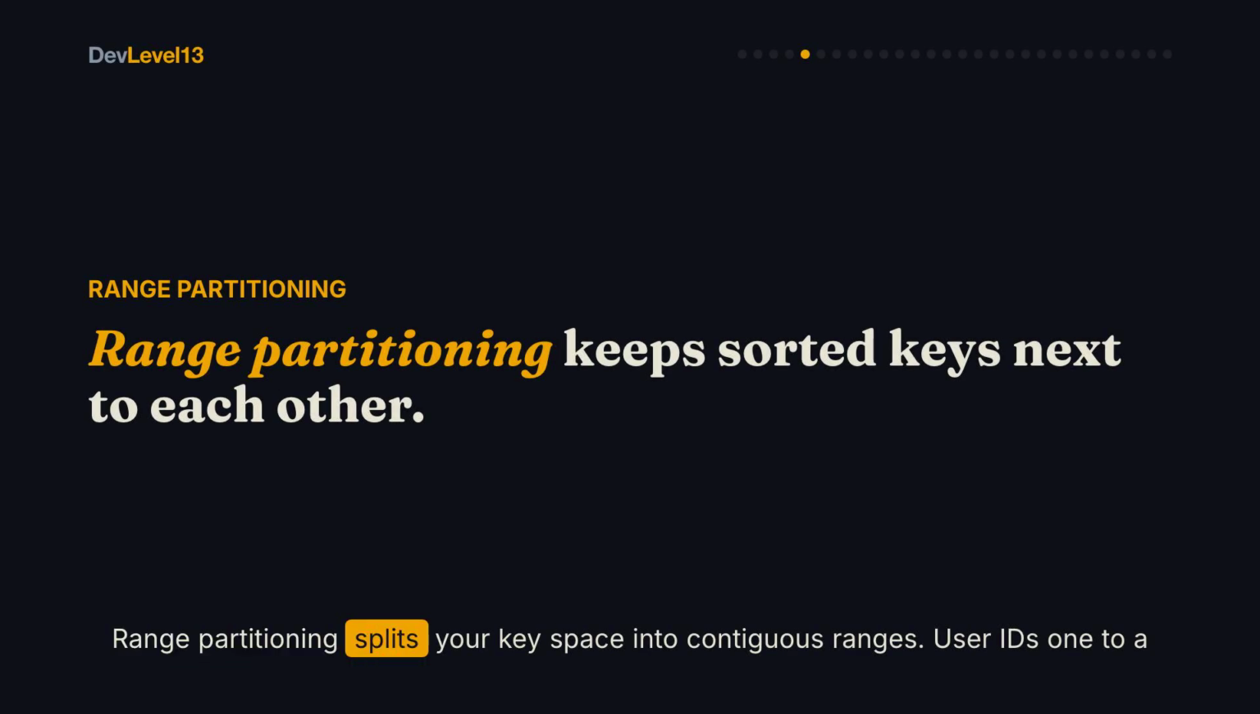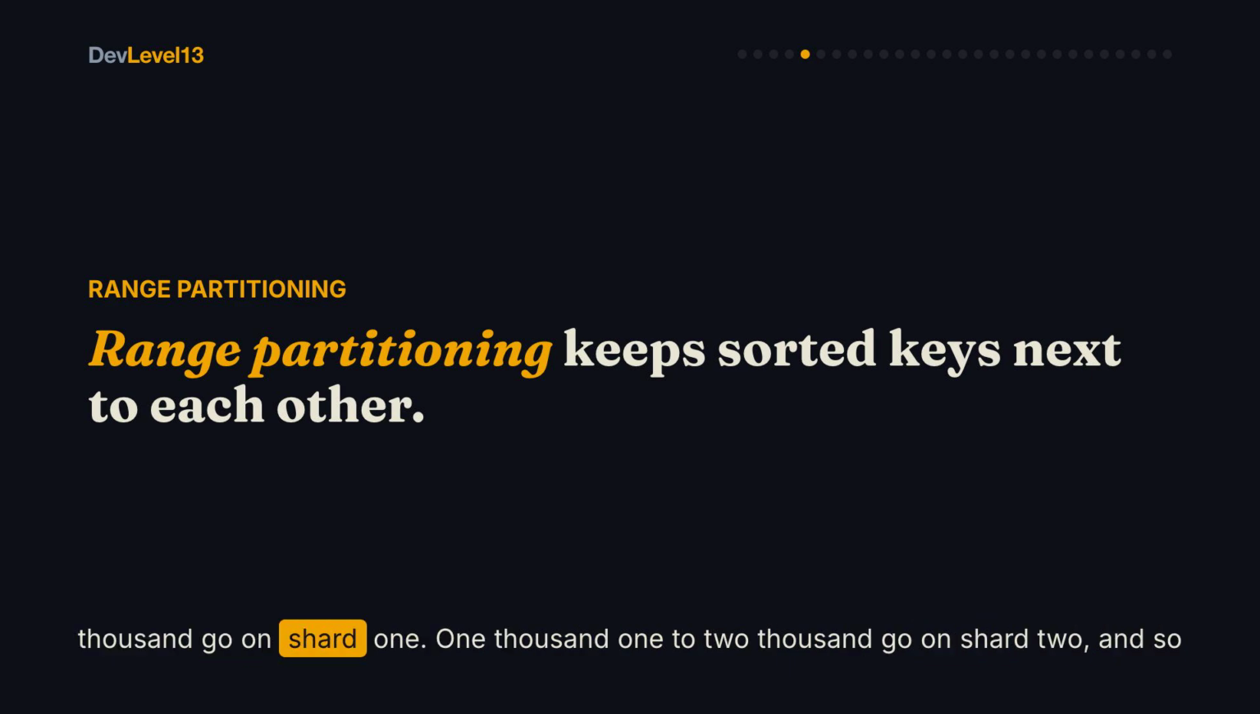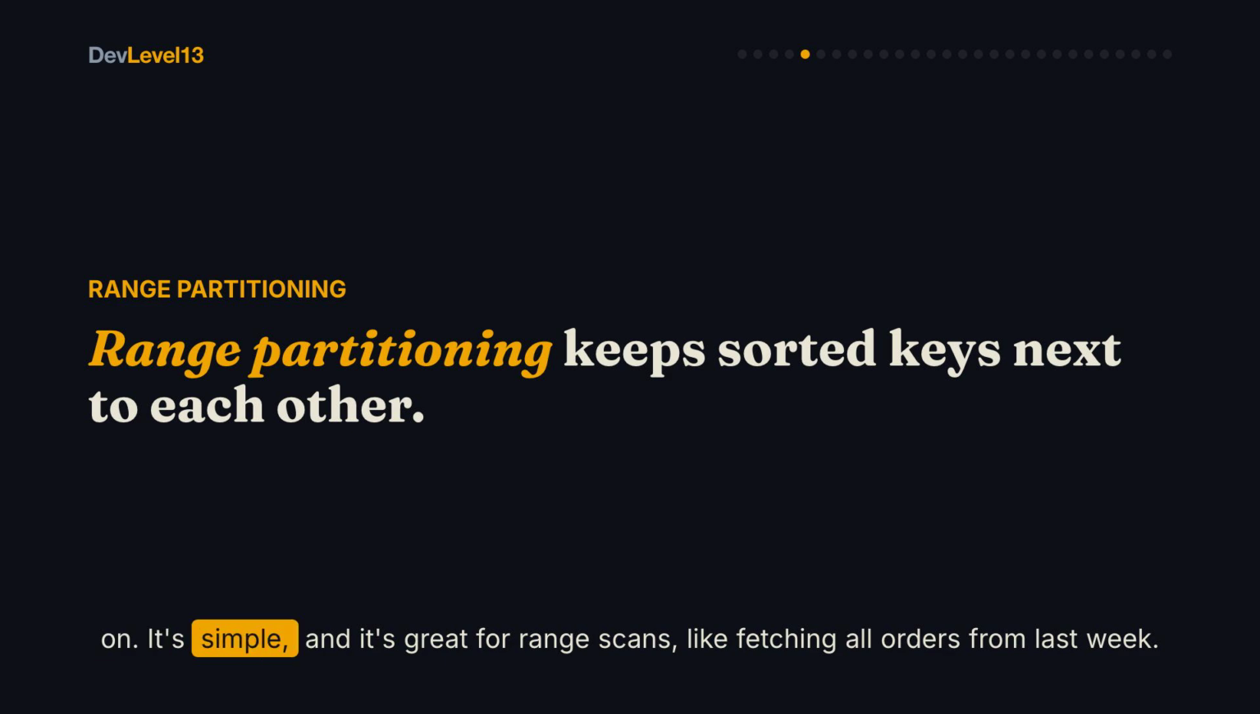Range partitioning splits your key space into contiguous ranges. User IDs 1 to 1000 go on shard 1. 1001 to 2000 go on shard 2, and so on. It's simple, and it's great for range scans, like fetching all orders from last week.